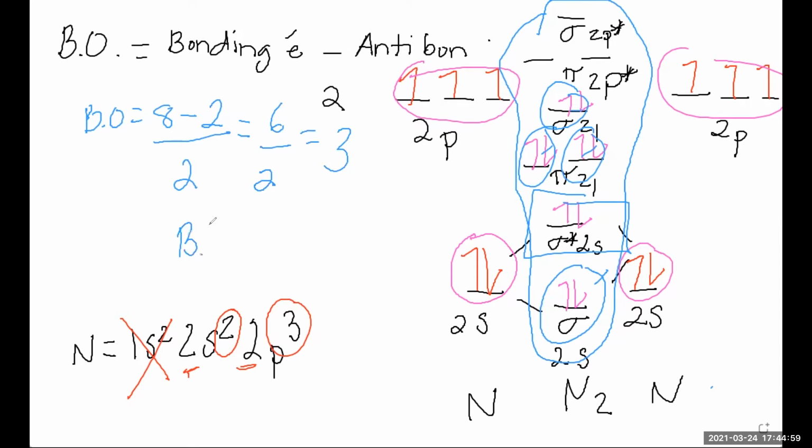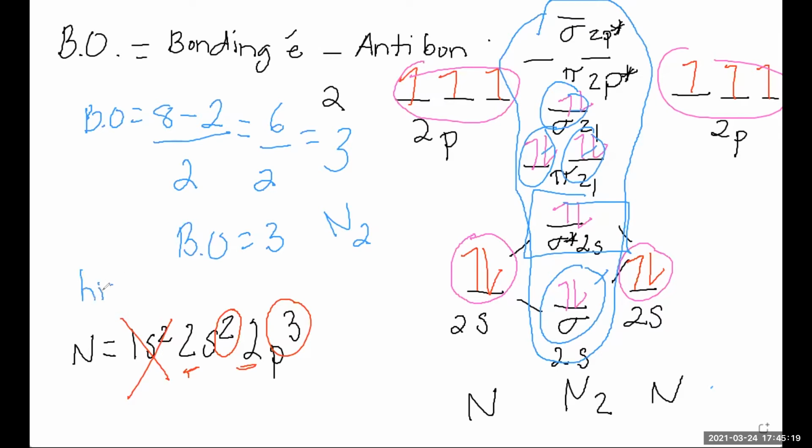So that would be the bonding order of N2. And if you have a question like this, this is how you're going to approach it in your Chem 101. Another thing to note is that the higher the bond order is, the more stable this molecule is.